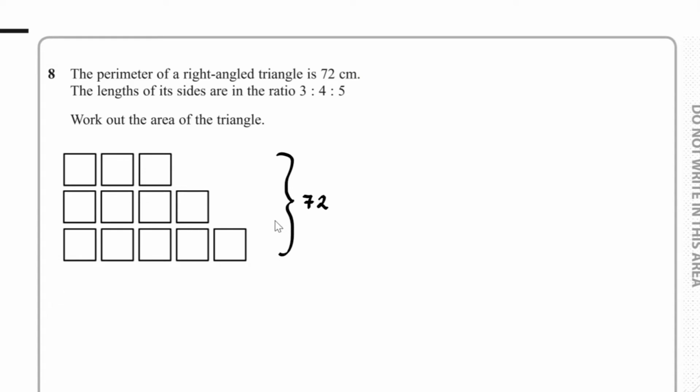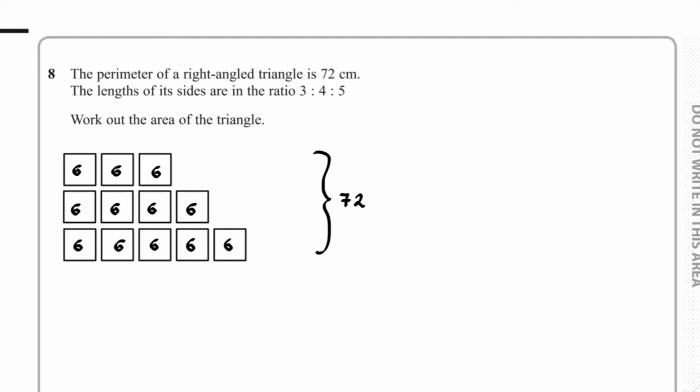And so therefore, to find out what each part is worth, well, altogether we have 12 parts. The 3 plus the 4 plus the 5 is 12. And if we do 72 divided by 12, that's 6. So each part is worth 6, as we see shown here. And so the total for here is 18. The total for here is 24, and the total for here is 30.